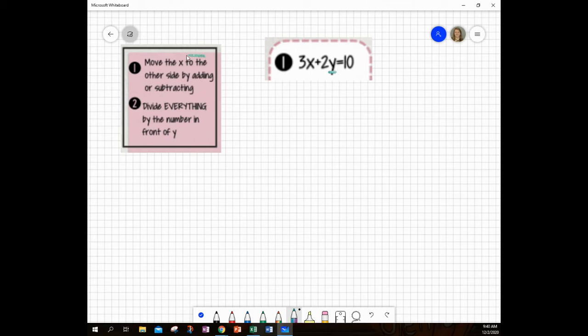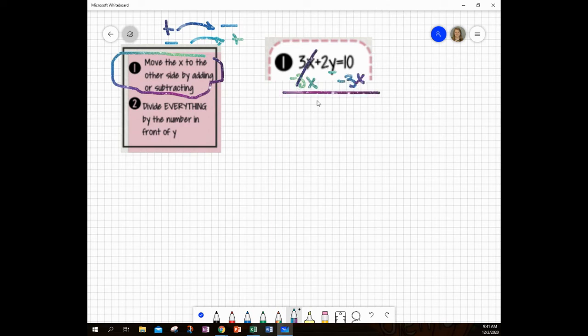Okay, so my first thing is I'm always going to move the x. So wherever the x is, I'm going to move it to the other side by doing the inverse operation. If it is a positive, I'm going to go ahead and subtract it. If it is a negative, I'm going to go ahead and add it. So notice here I have a positive 3x, so I'm going to subtract 3x from both sides.